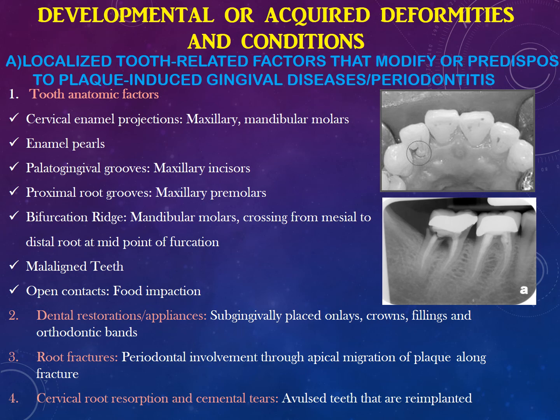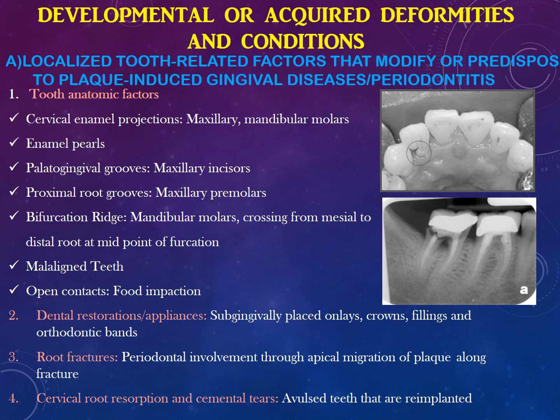found in maxillary and mandibular molars, enamel pearls, palatogingival grooves, which are predominantly found in maxillary incisors, proximal root grooves, which are predominantly found in the maxillary premolars, bifurcation ridge present in the mandibular molars crossing from the mesial to the distal root at the midpoint of the furcation, malaligned tooth, and open contacts which favor food impaction, thereby leading to increased bone loss. Next, moving on to the dental restorations or appliances.